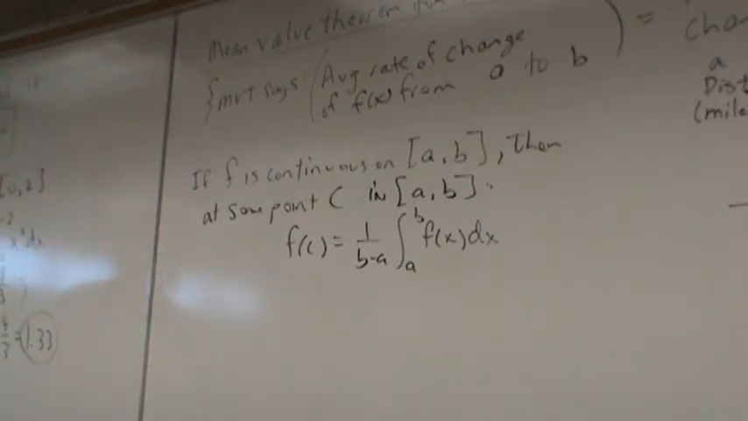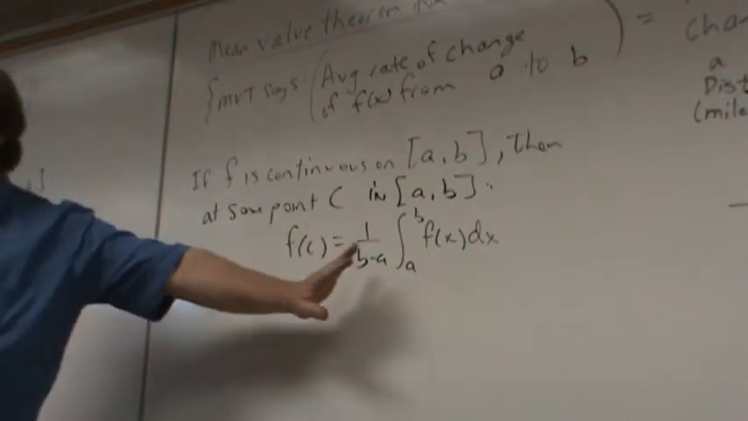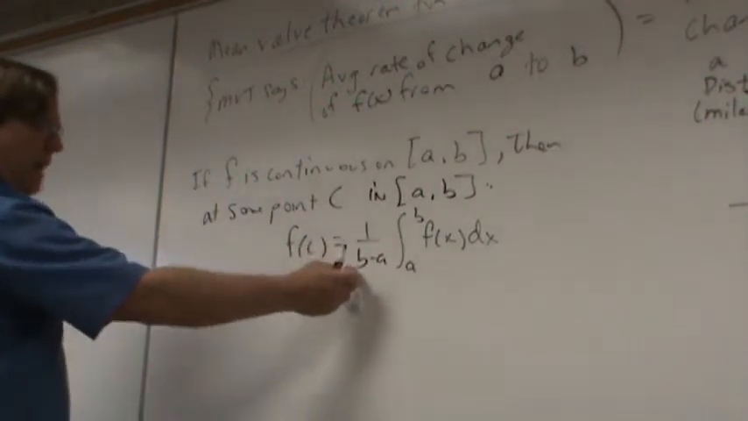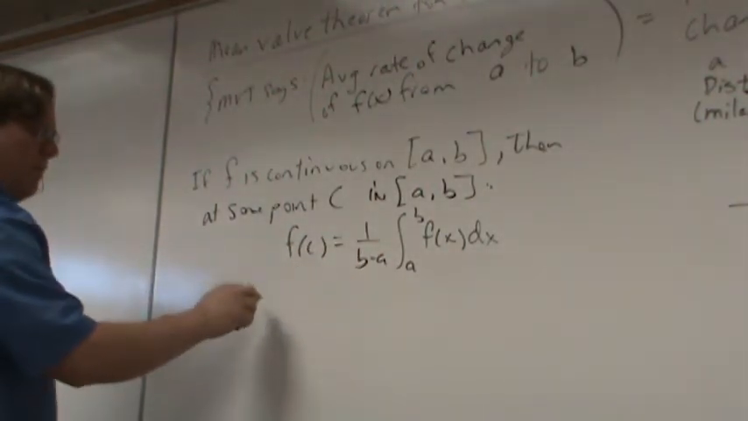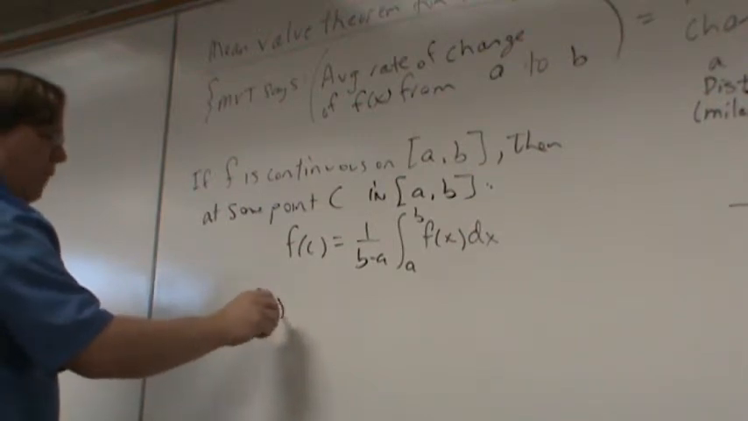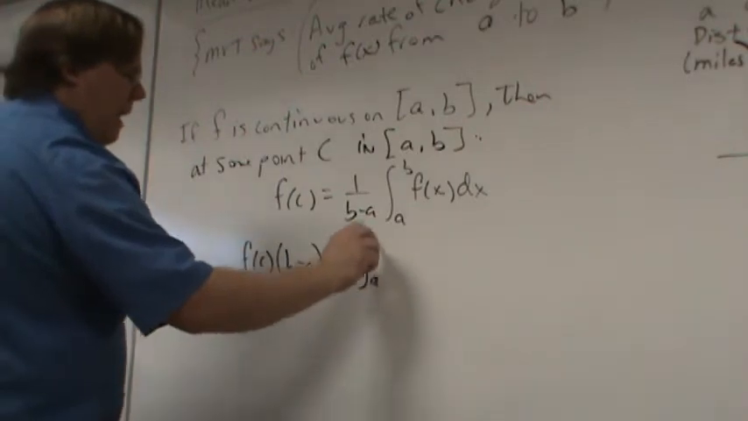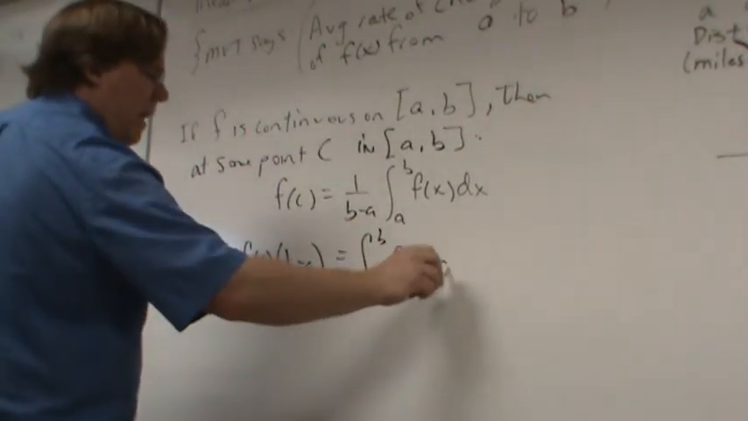Here. So does that make sense? That if I've got an average value of a function, then somewhere that function has to have that value. But here's one thing I want to show you about the mean value theorem for integrals. Look at this. Do you see I can multiply both sides of this equation by b minus a? So I get f of c times b minus a equals the integral from a to b of f of x dx.